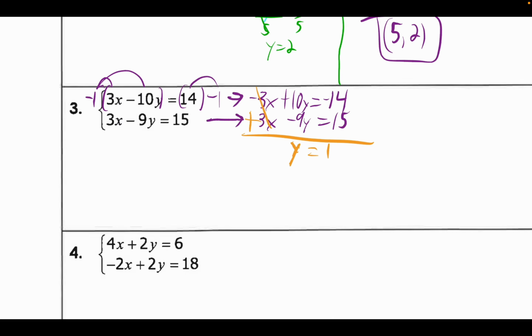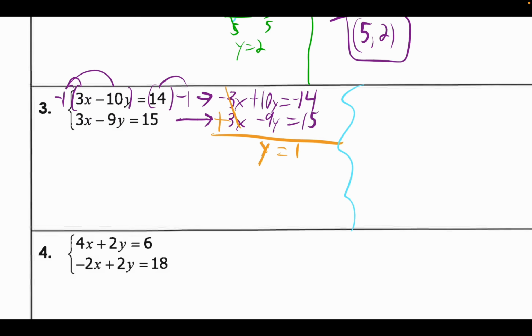Good for me. So I just plug this back into either of my original two. I'll pick the bottom one. It's really kind of a toss-up because the numbers are so similar here. So I couldn't fault anyone for picking either equation. So 3x minus 9 times 1 equals 15, and that's 3x minus 9 equals 15.